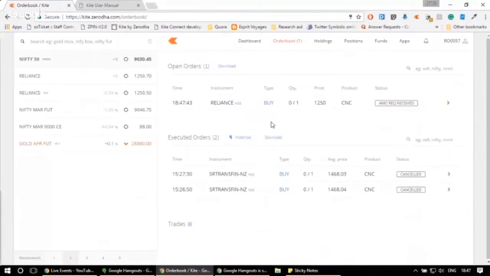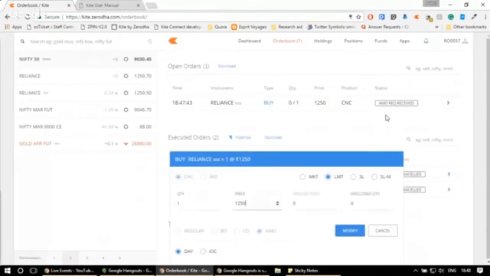Now, one thing you need to take care of is if you're placing an AMO, we do not check for margins during the off market, right? Margin requirements are only checked in the morning. So if you do not have enough funds in your account, the order would be rejected, right? Something to make note of. So this is a buy type order, 1250 rupees CNC.